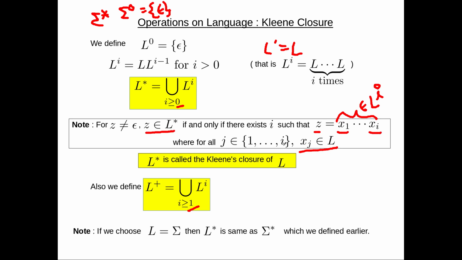So a non-empty string will be in L star if and only if that string can be broken down into I many pieces, where each piece belongs to L, right? And this L star has a name, it's called the Kleene closure of L. Okay.